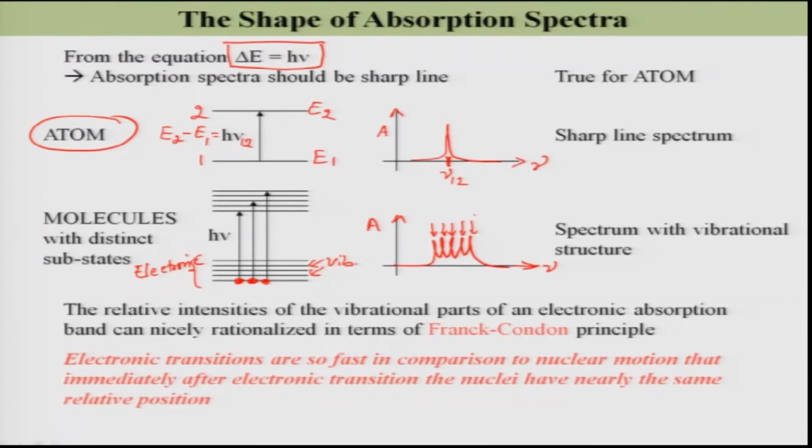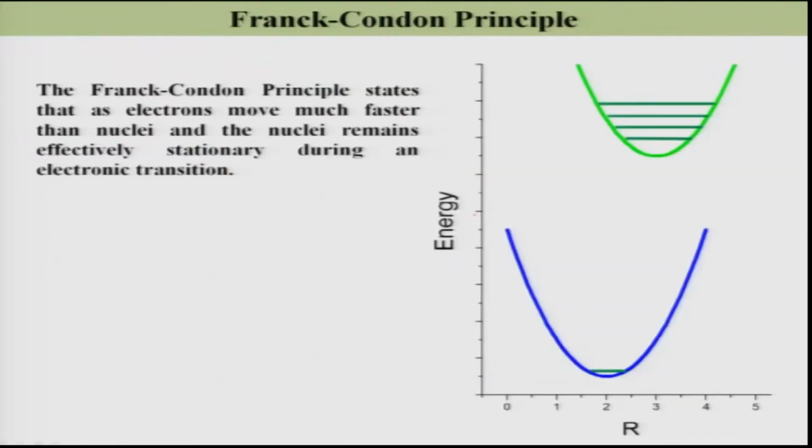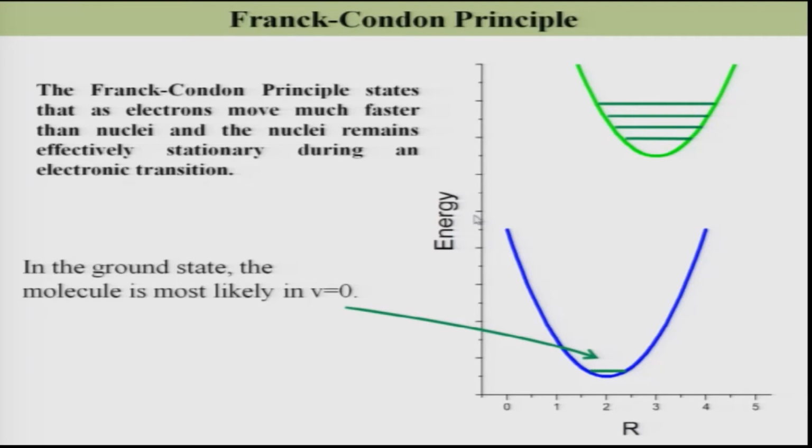So, nuclei do not move during the electronic transitions. I have this particular diagram to explain the Franck-Condon principle. Here this axis is my nuclear axis, the nuclear separation, and I have taken a very simple harmonic potential over here.